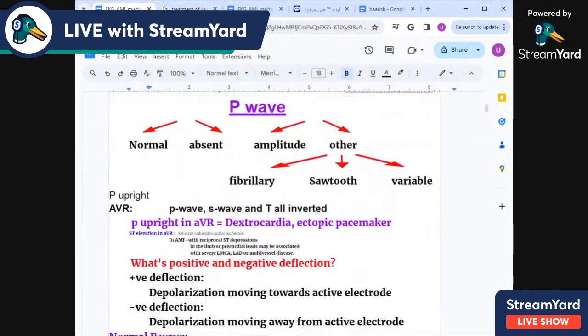Then we start with the P wave: the normal P wave, absent P wave, and amplitude increase or decrease. We'll also discuss other P waves: the fibrillary, sawtooth, and variable waves.